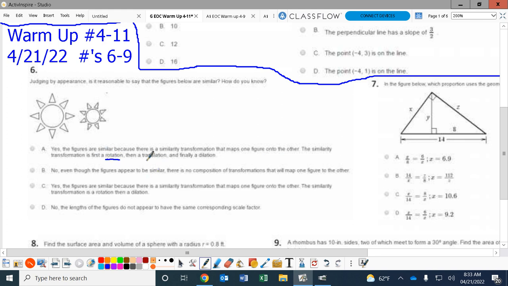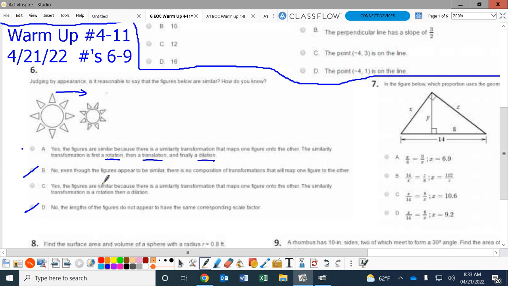So it is at first a rotation. Then it's a translation, so it's going to slide. Once they rotate it, they slide it over. And then it is a dilation because they make it smaller. So all that's true. So that may be it. Let's take a look. That one is a possibility. The next one says no, even though they appear similar, there's no composition of transformations that will map one to the other. That's not true. It is similar. That means we could also eliminate D too because they are similar. Let's go to C then.